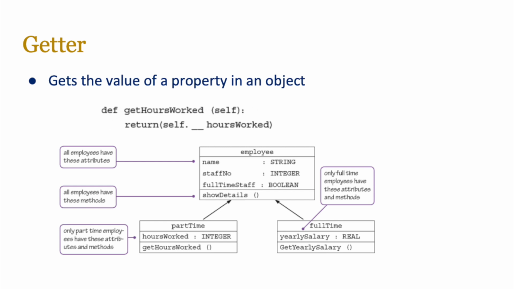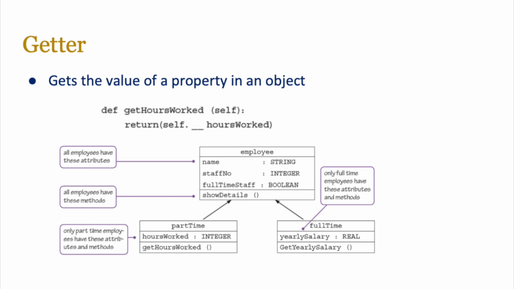Now a getter, on the other hand, simply gets the value of a property in an object. So it's like read and bring it back. Set is more like writing it. And again, we create a new definition. In this case, we call it getHoursWorked, and then we're simply going to return the hoursWorked back to the main program. That's how simple it is. Very easy to use a getter.